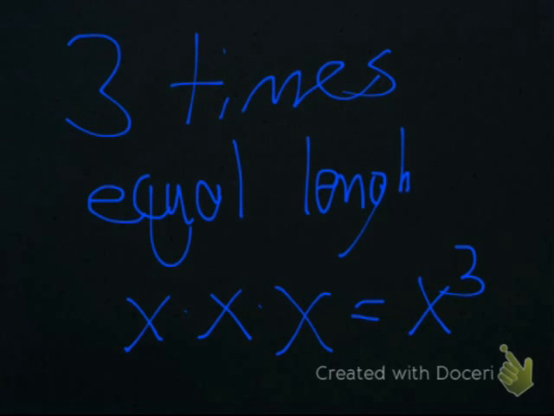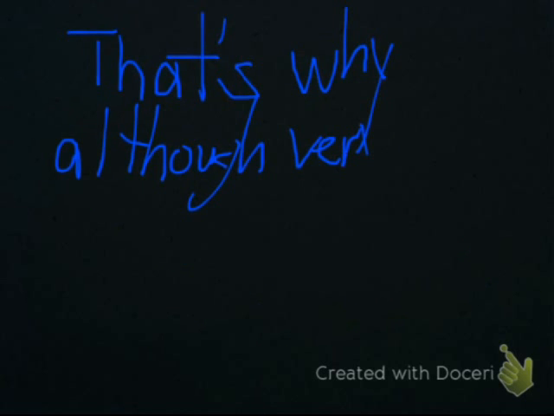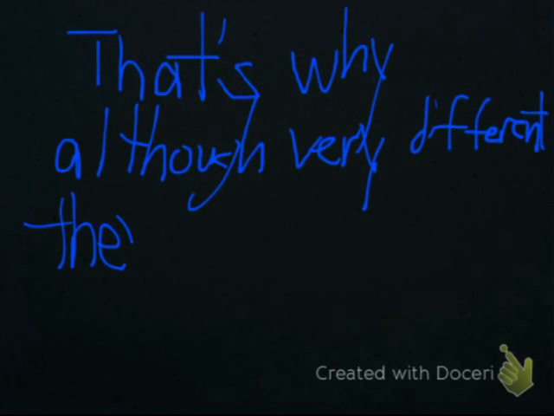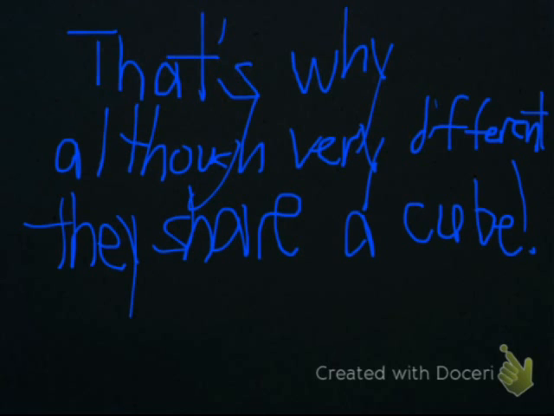So, we're doing 3 times of equal length. So that means we're doing x times x times x, or x cubed. So now that's why, although very different, a cube and a sphere both have a cube.